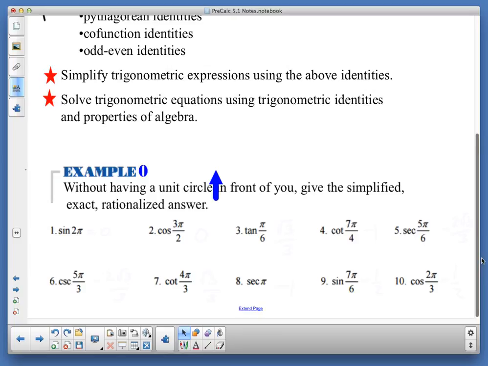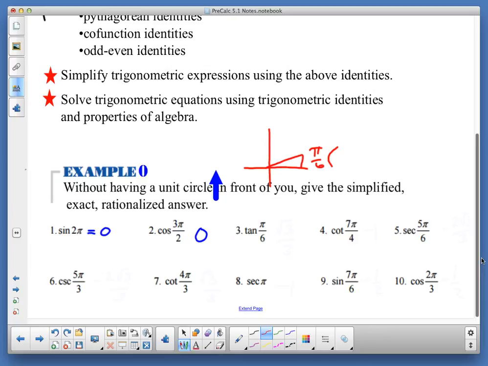Welcome back. Sine of 2 pi is going to be 0. We've got cosine of 3 pi over 2. You've got to think where that is, and that's going to come out to 0 as well. Now, tangent of pi over 6. That's something that's really tough for folks. Pi over 6 is right over here, and we're talking about the fact it's the square root of 3 over 2 and 1/2.